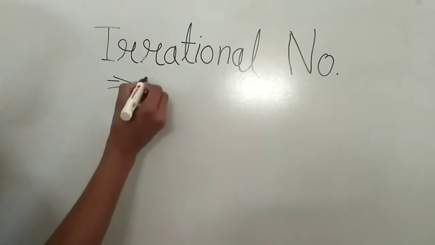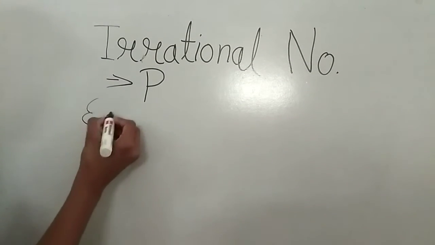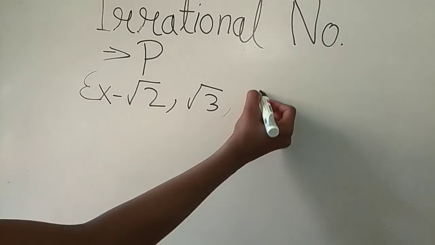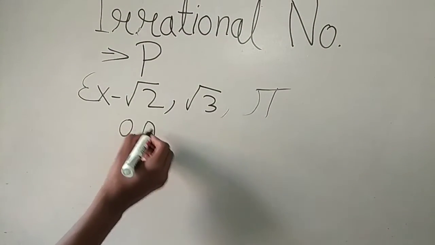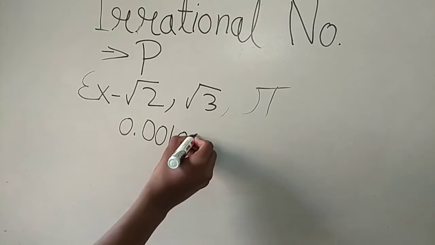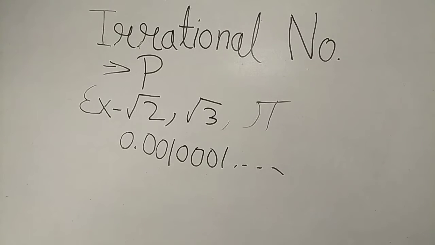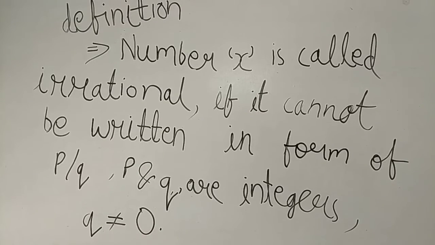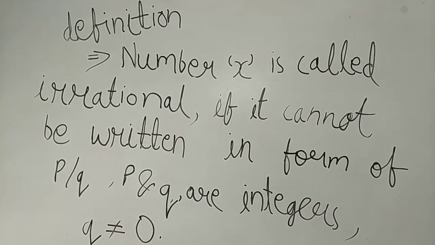So irrational numbers come in the fifth category of the numbers which I have told you in the first part of this video. They are denoted by the sign P. Some examples of irrational numbers are root 2, root 3, pi, and the endless number 0.001, 0.0001, and so on. The zeros will keep increasing in number. So let's take a definition of it.